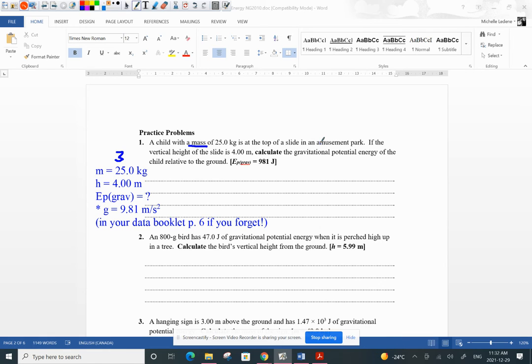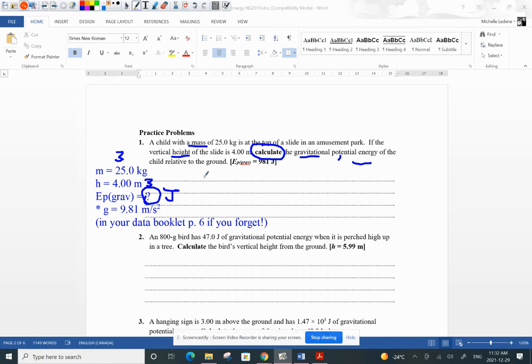And they're at the top of the slide in an amusement park. So they've got potential energy because of their height. Well, what is the height? The height is 4.00 meters, also 3 significant digits. So what do we have to do in this question? Here's where it says right here, calculate the gravitational potential energy. So EP grav, that's what we're trying to find. This is something going to be in joules.